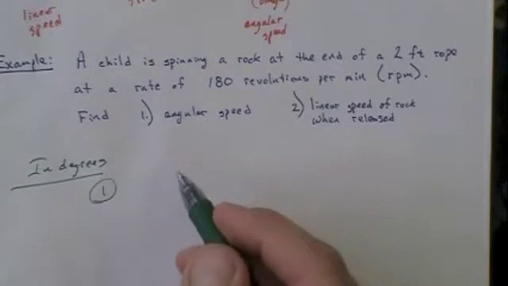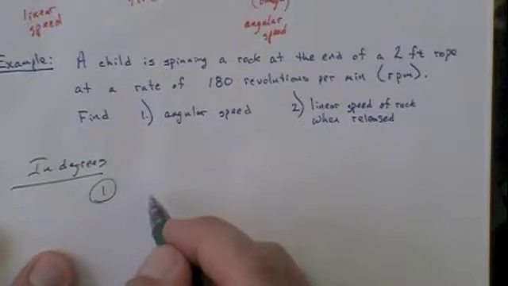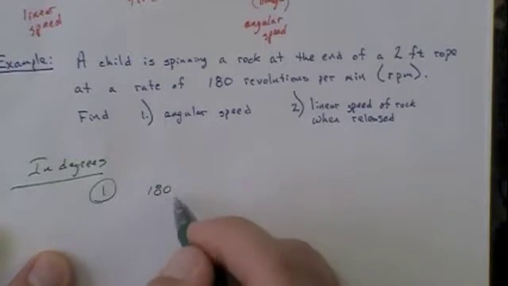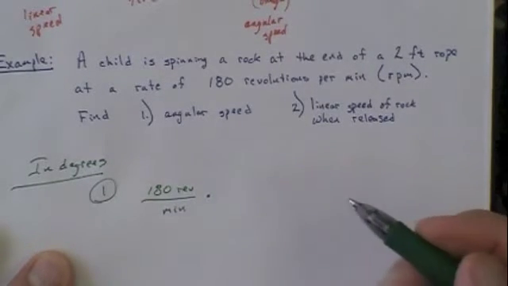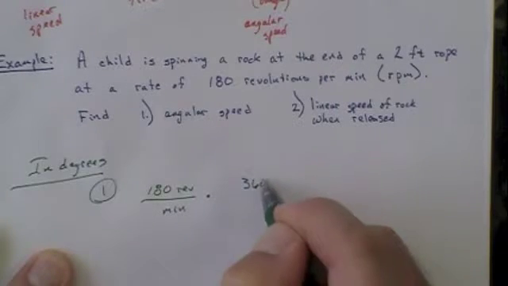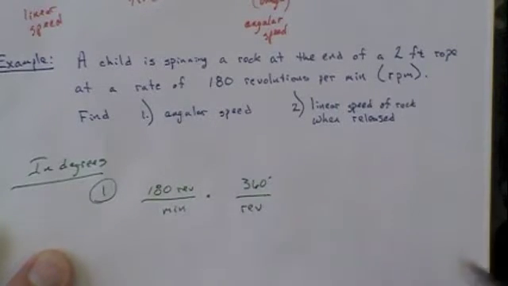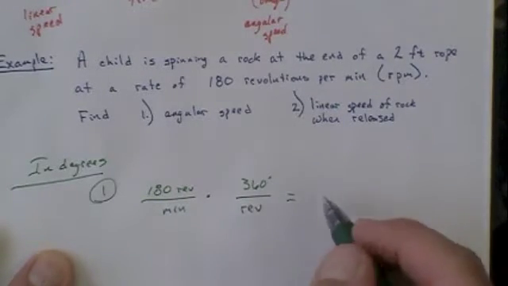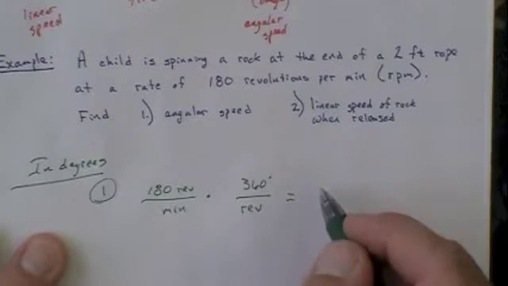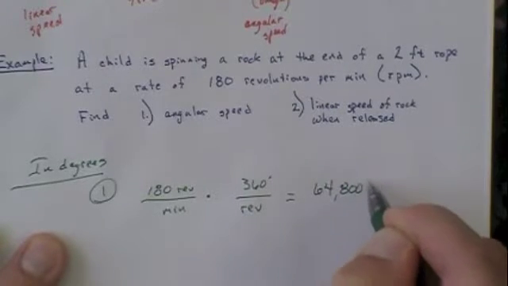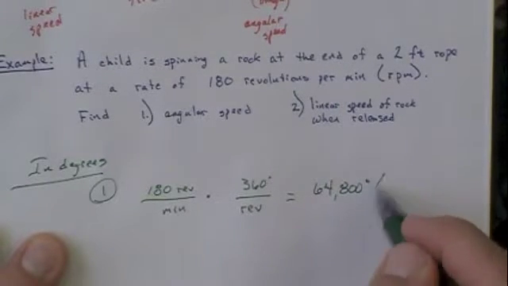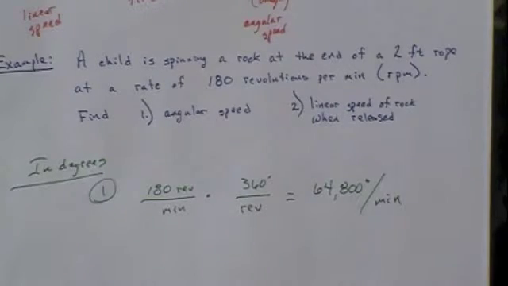First, to find the angular speed, we know that this is making 180 revolutions per minute. And we know that in degrees, that it's going to be 360 degrees per revolution. So if we multiply this out, the revolutions are going to cancel out. 180 times 360, we could find out that our angular speed in degrees would be 64,800 degrees per minute.